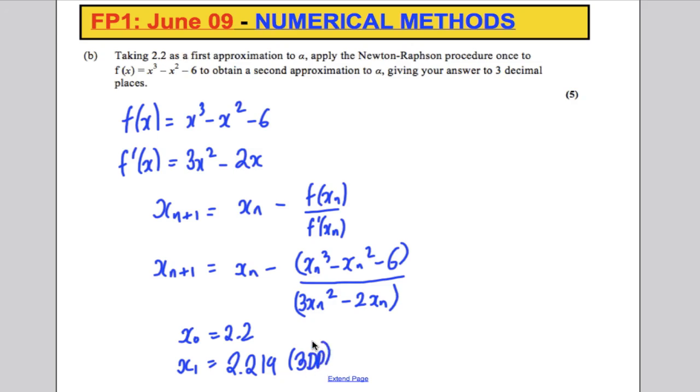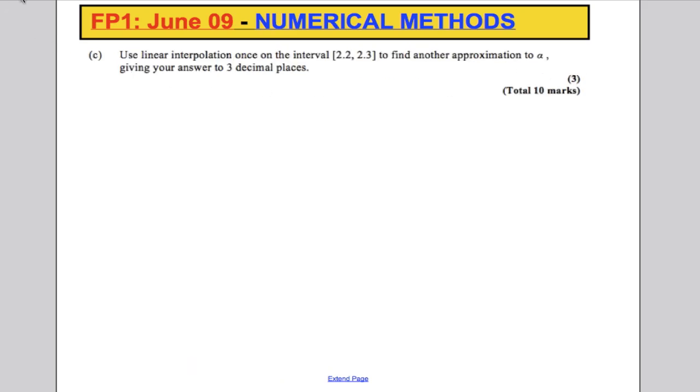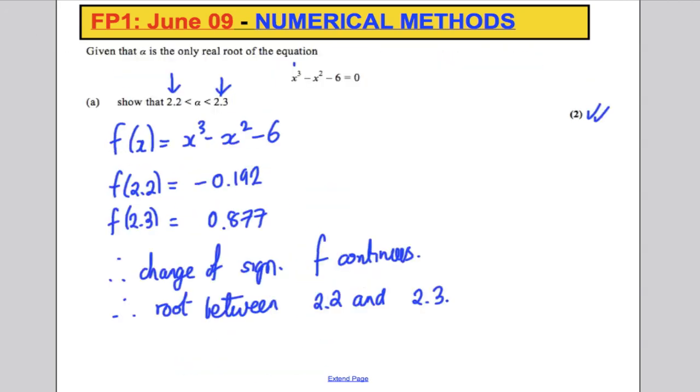Okay, and really there's a very straightforward 5 marks there. Next part, use linear interpolation once to find another approximation to alpha. So luckily in part A we worked out f of 2.2 and f of 2.3. I'm fairly sure going back to part A we did indeed. It was negative 0.192 and 0.877.